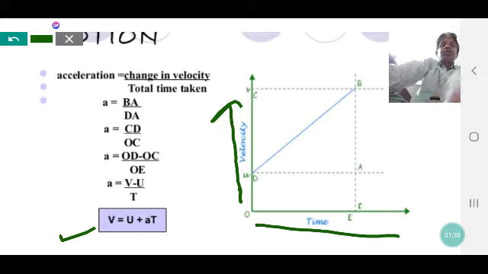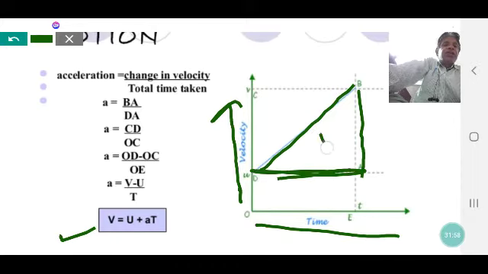Now the acceleration is equal to the change in velocity divided by the total time. That is the slope of the graph. The slope of the graph, a, is equal to BA by dA, where dA is the time. That gives the value of the slope. This is also a velocity-time graph, but here the slope is increasing, that is, positive. Here the slope is 0.